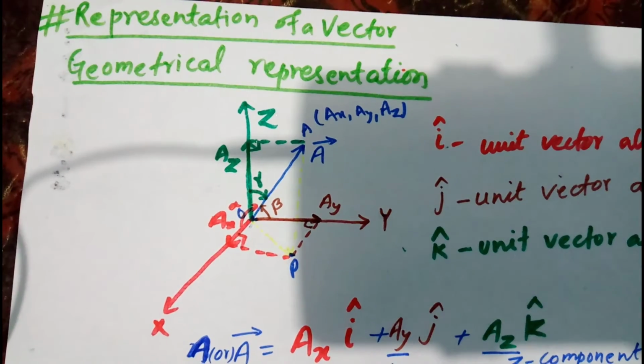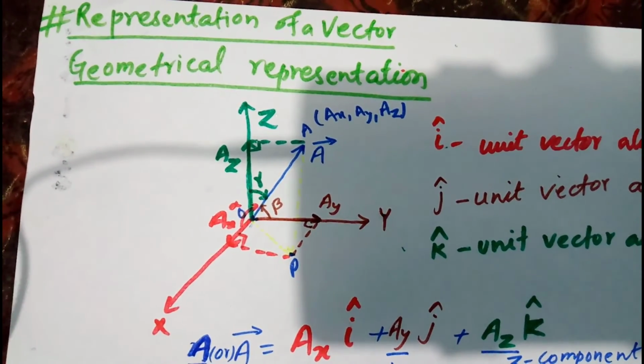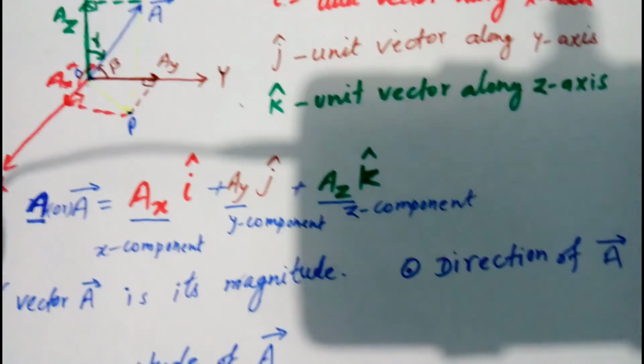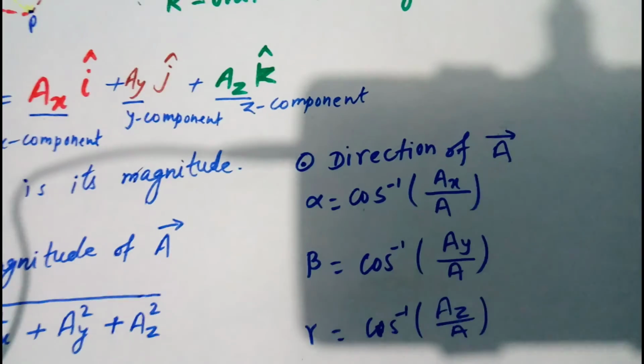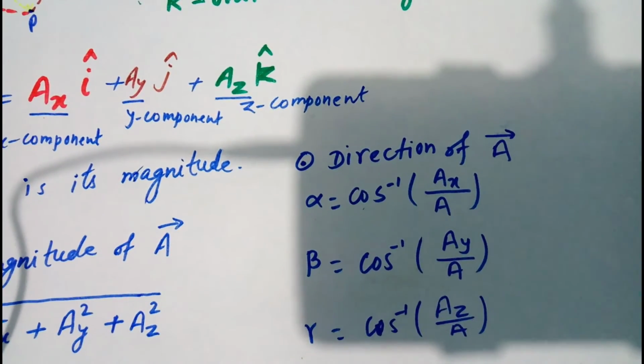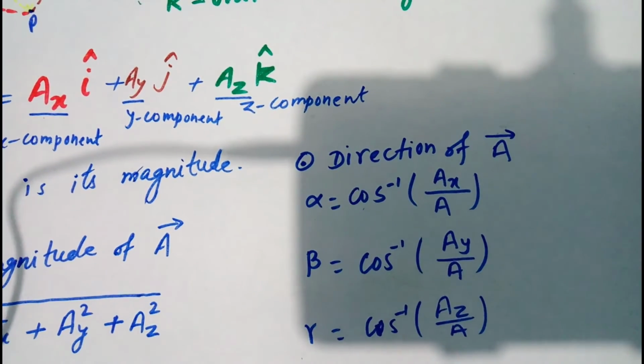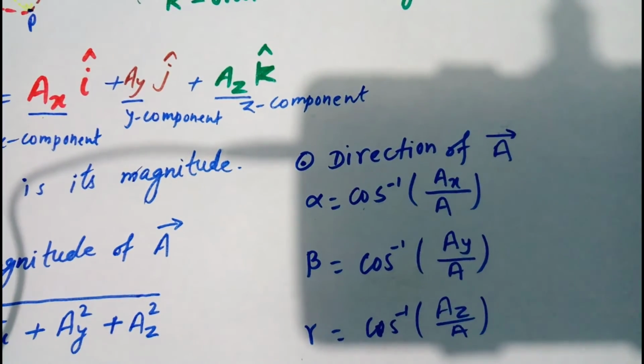Moving on to its direction. The vector A makes an angle alpha with the positive x-axis, beta with the positive y-axis, and gamma with the positive z-axis. In order to specify the direction of A, we have taken the help of cosines. So alpha will be cos inverse of AX by A, beta cos inverse of AY by A, and gamma cos inverse of AZ by A.